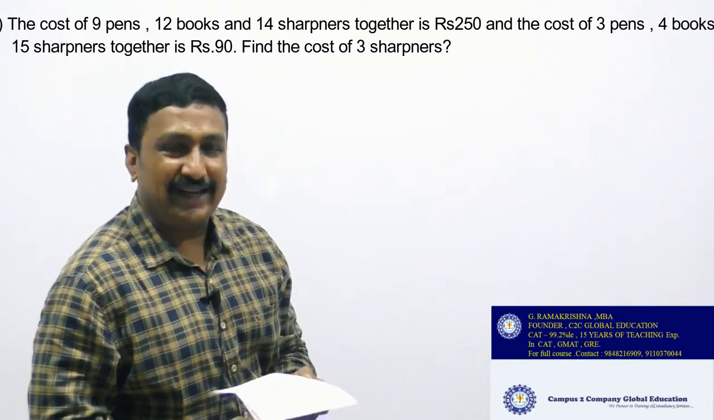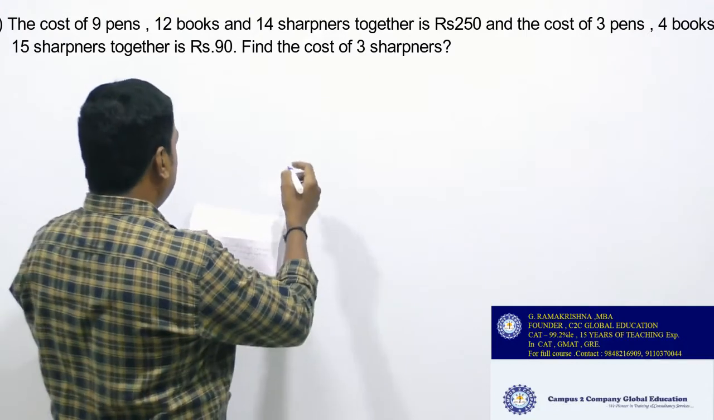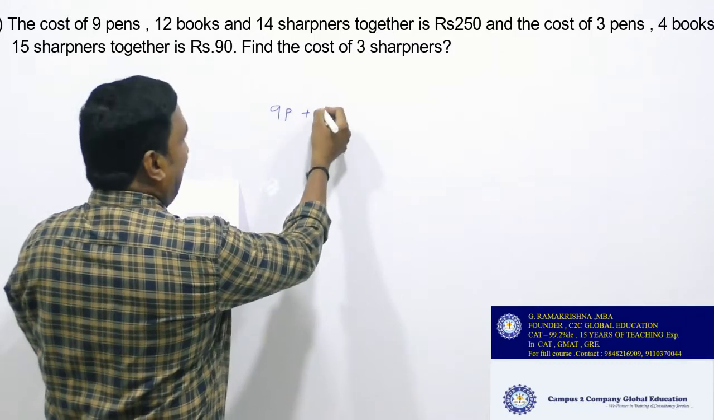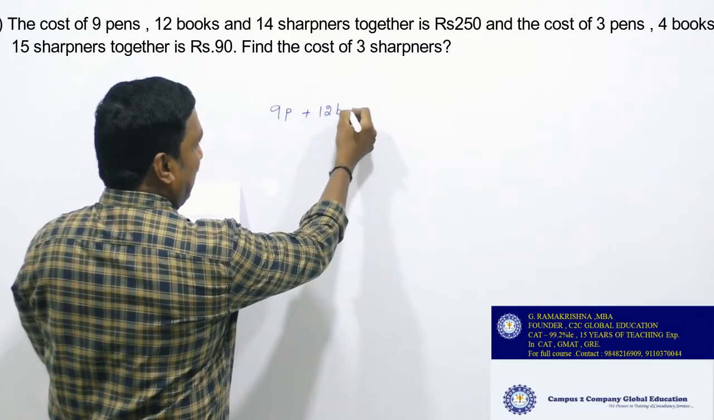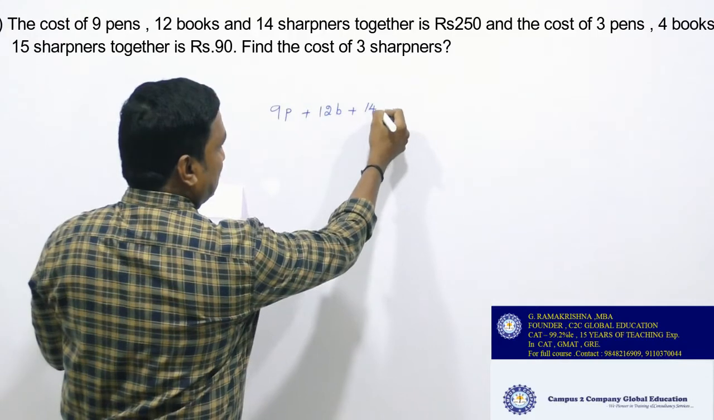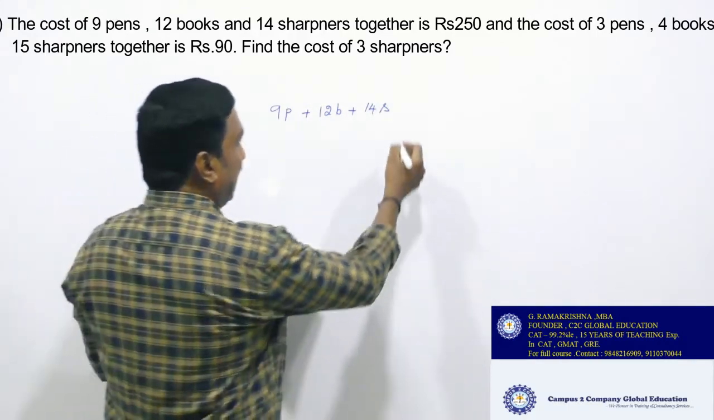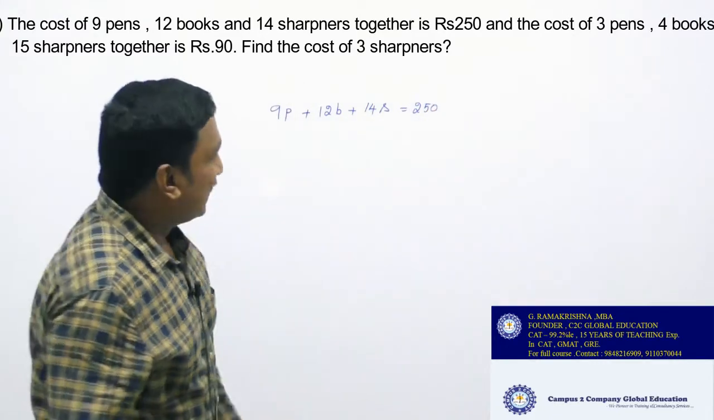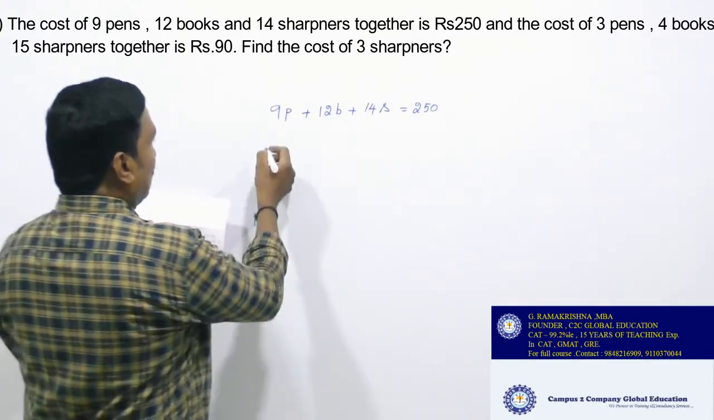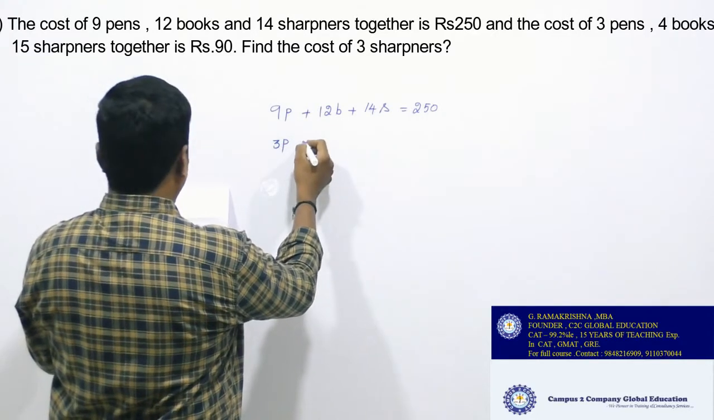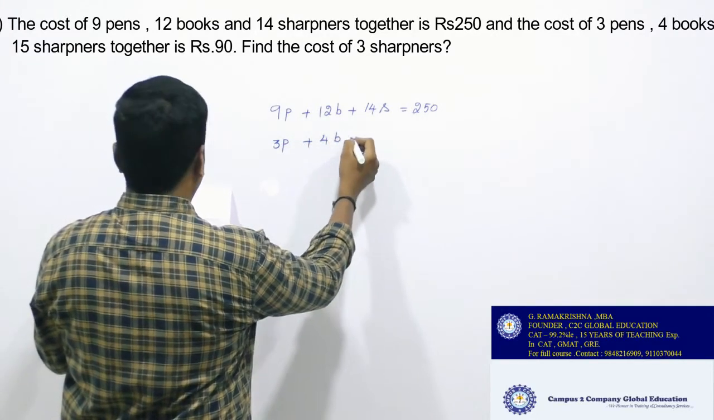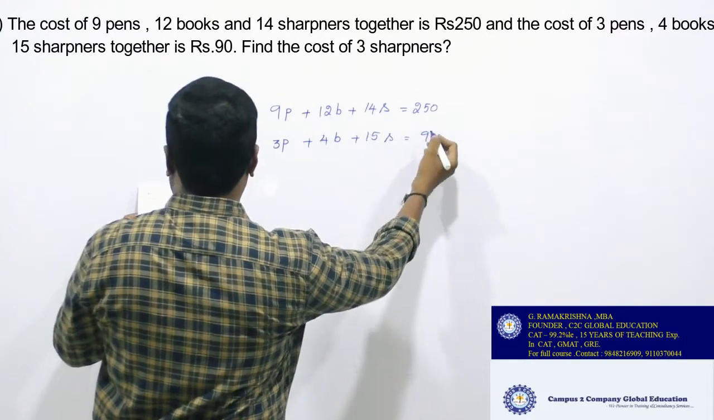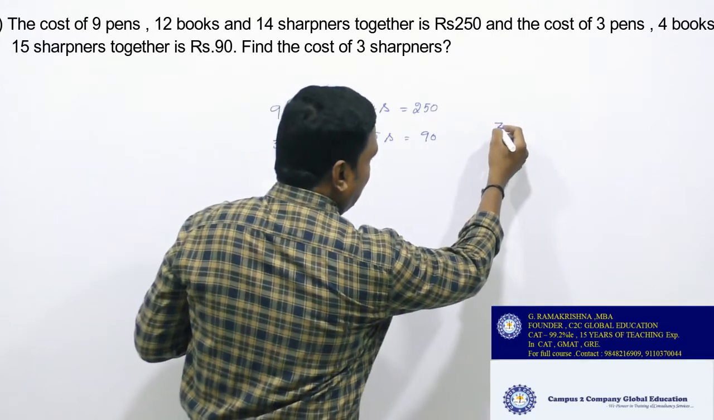Here also form the equations. The equation is: the cost of 9 pens, so we can write 9p, and 12 books, we can write 12b, plus 4 sharpeners, we can write 4s, together how many rupees? 250 rupees. Okay, friends. Second equation: the cost of 3 pens, 4 books plus 15 sharpeners together 90 rupees. So we have to find out the cost of 3 sharpeners.